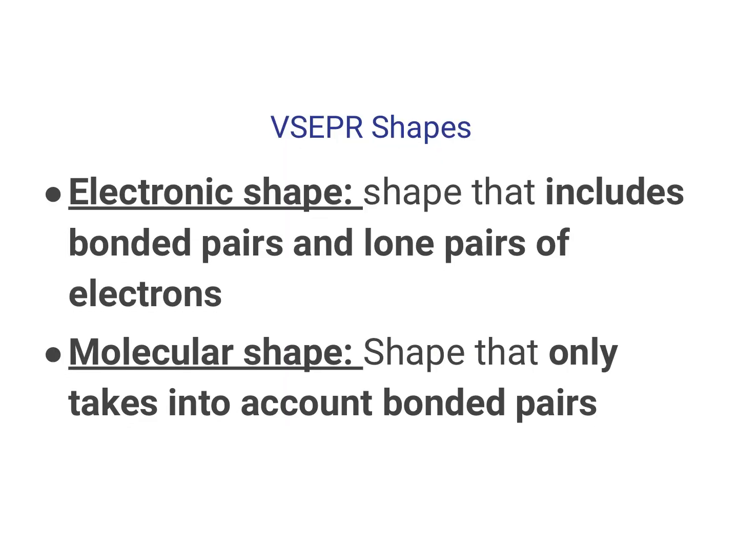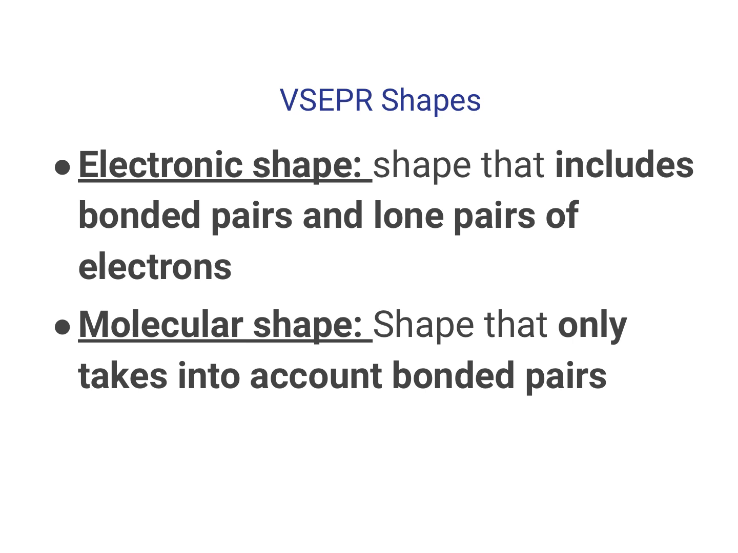When we look at the shape of molecules, we look at two different shapes. And yes, you definitely need to write these ones down. So the first shape is something called the electronic shape.